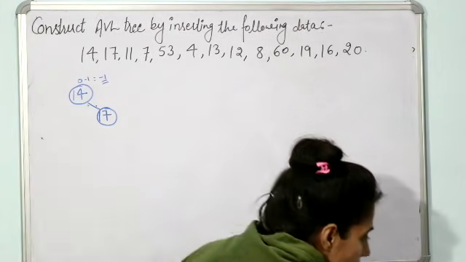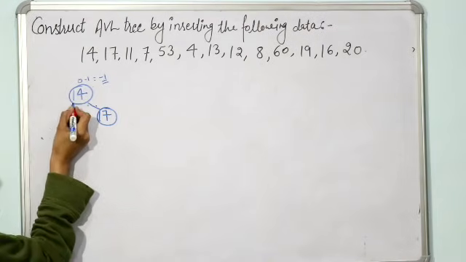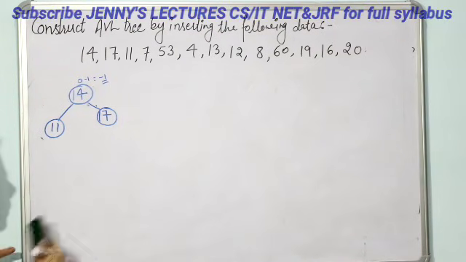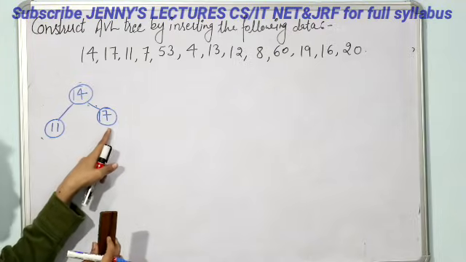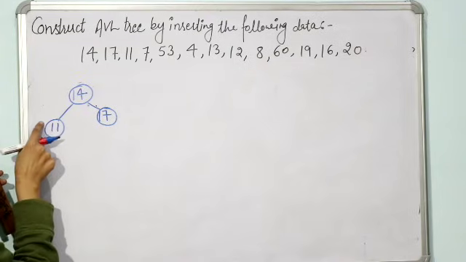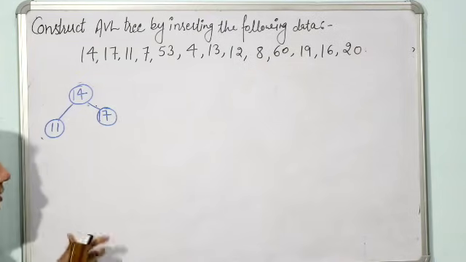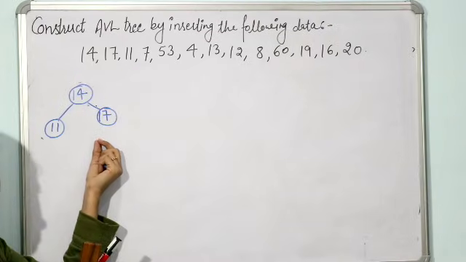Now insert 11. Where would this 11 be inserted? 11 is less than 14, so 11 would be inserted to the left of 14. Still this tree is balanced because balance factor of 11 is 0, balance factor of 17 is also 0, balance factor of 14 is height of left subtree minus height of right subtree, that is 1 minus 1, 0. See, after inserting each and every node, we are supposed to check the balance factor for each node.